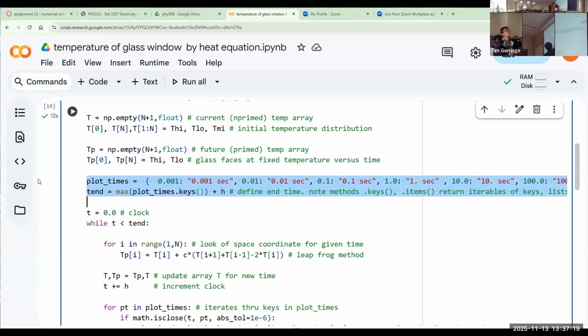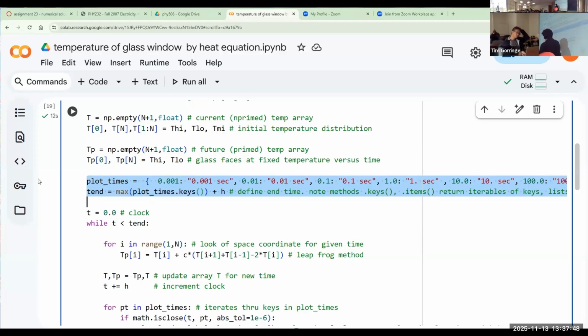With this little calculation here, you can grab the keys from the dictionary. I found the maximum value of the keys, which is the 10 seconds here. I'm going to stop calculating the time evolution after 10 seconds. This is just finding the maximum time that I'm going to plot out to. Okay, so you'll see how I do that later on.